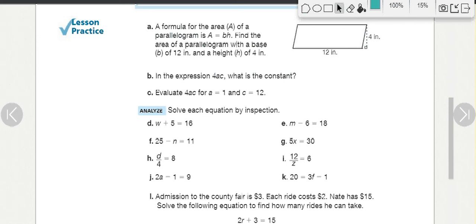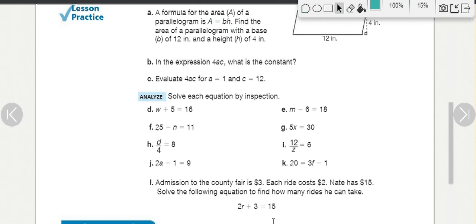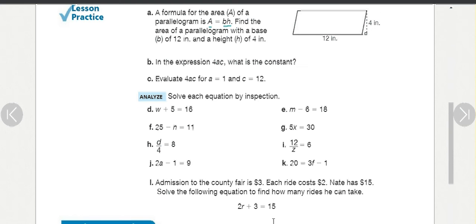Letter A uses a formula. A is BH. What's that stand for? Area is base times height. Okay, what's our shape here? Got a parallelogram. The height is 4. The base is 12. So we use our formula. We don't have to know anything else. They've already told us A equals BH. Okay? Which two did they give us? They gave us base and height. The unknown is A.